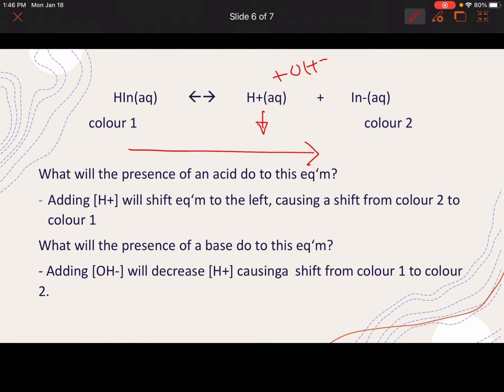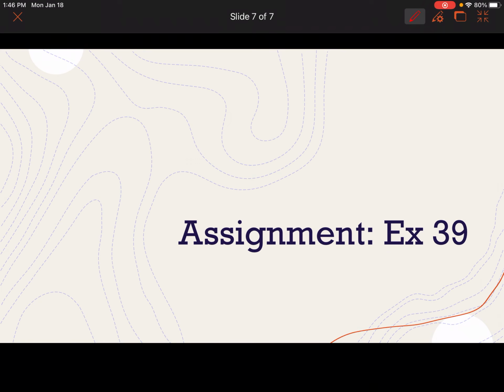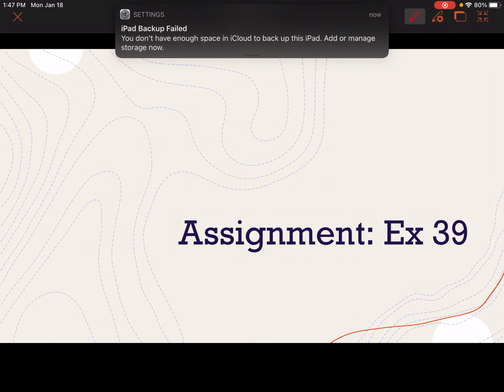So you have to be able to understand how these shifts in equilibrium are changing the color for these indicators. Now, you're going to work through exercise 39, and it is going to reference quite a bit of equilibrium material, so you might have to review that if you're a little foggy on it. But take a look at exercise 39.